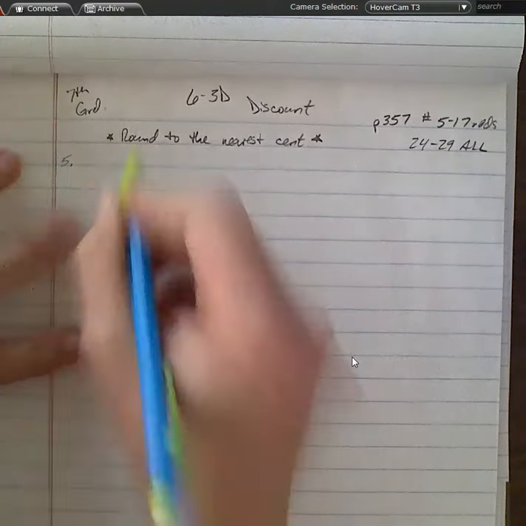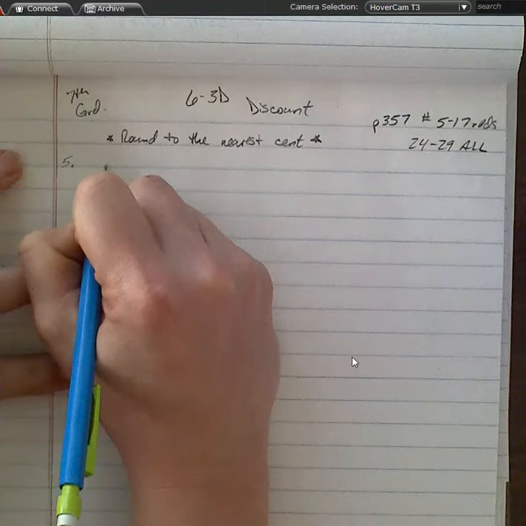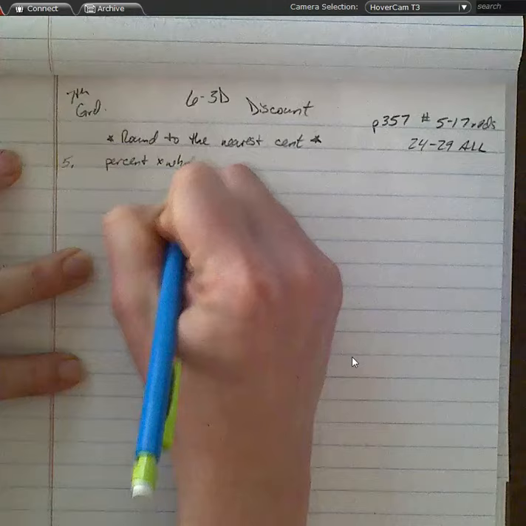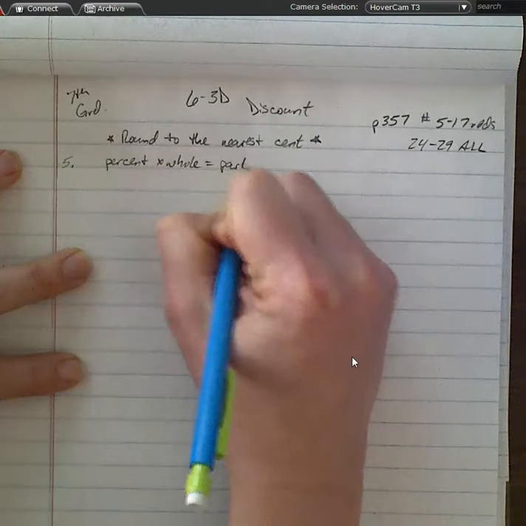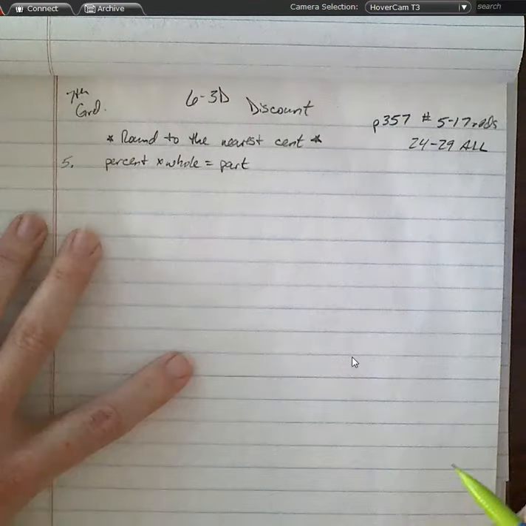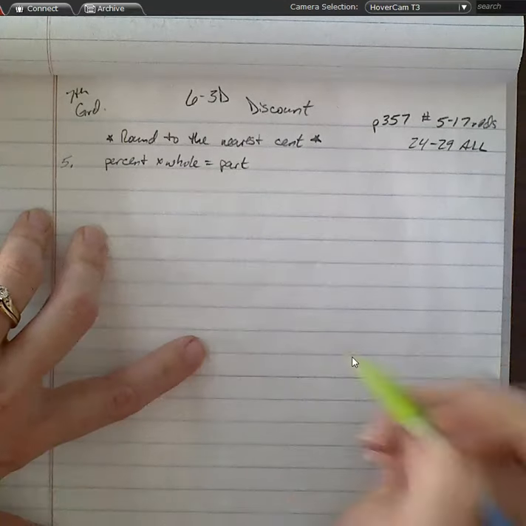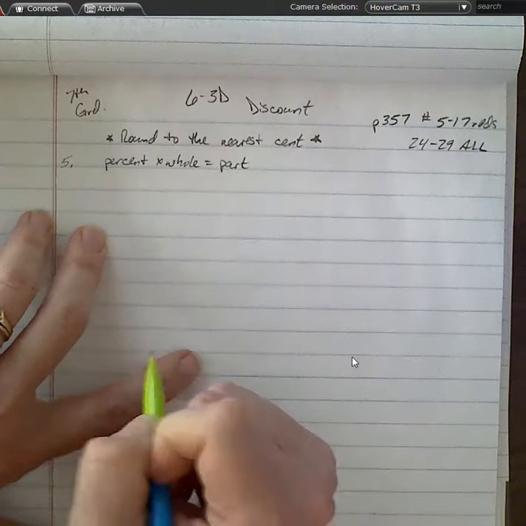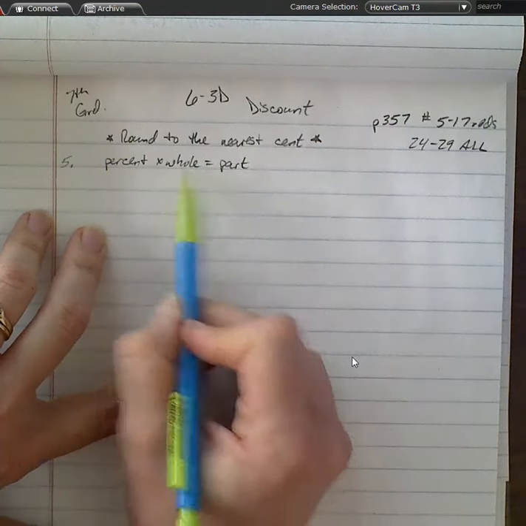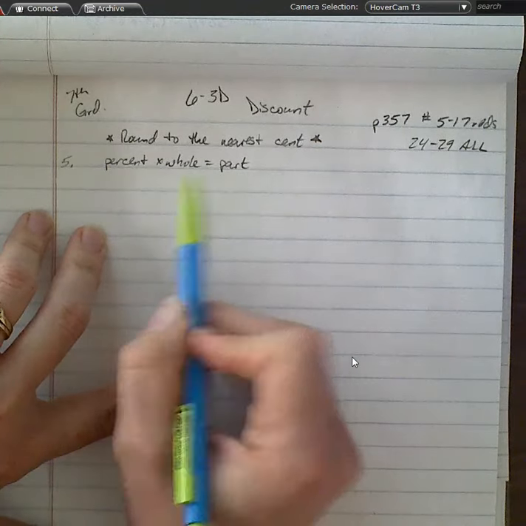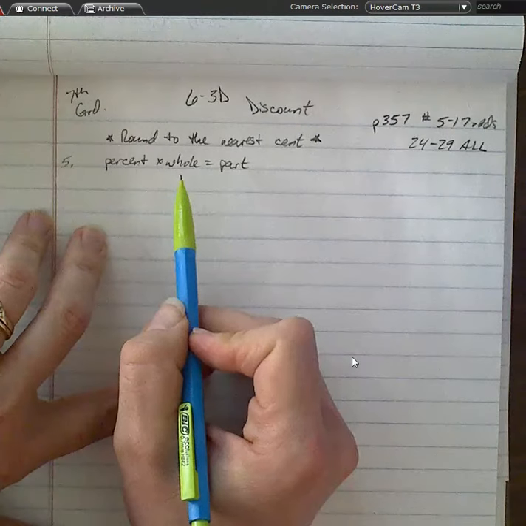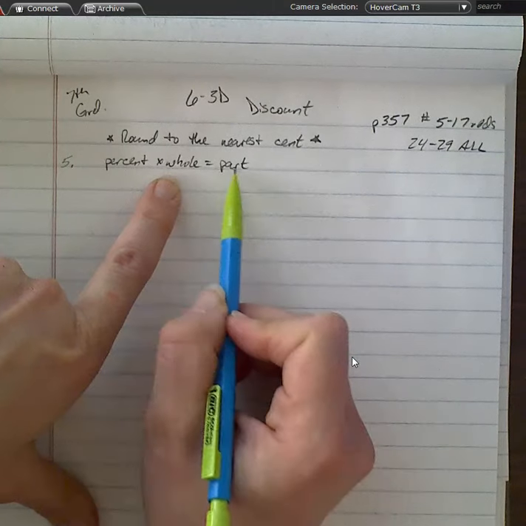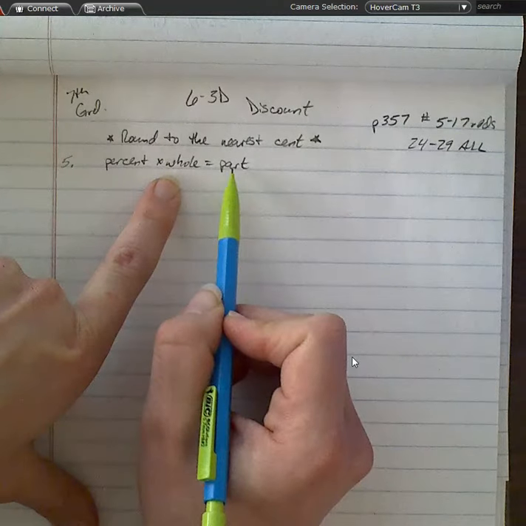Good. And so when we use this equation, the percent times the whole is equal to the part. Which one is the original price? The part or the whole? The whole. This would be how much the whole thing costs. The sales price is the part that we pay.